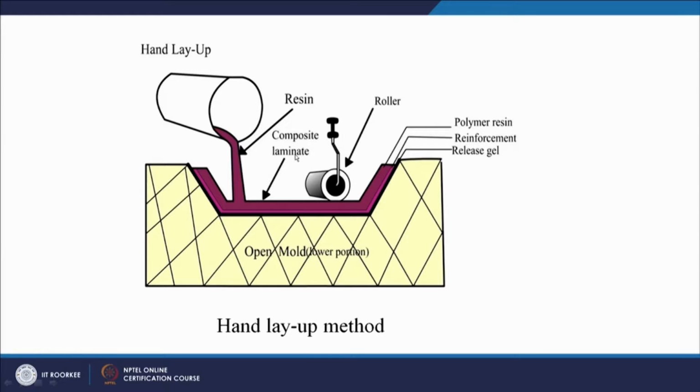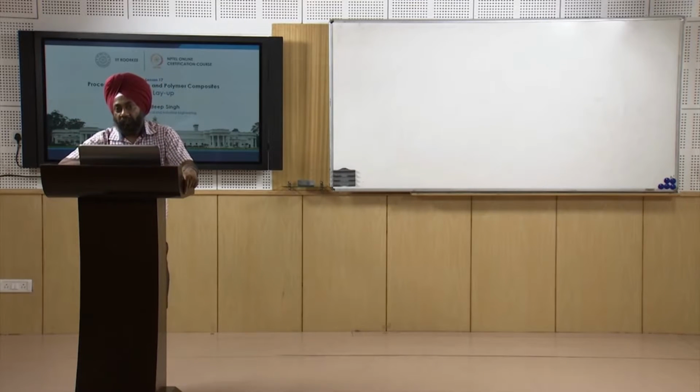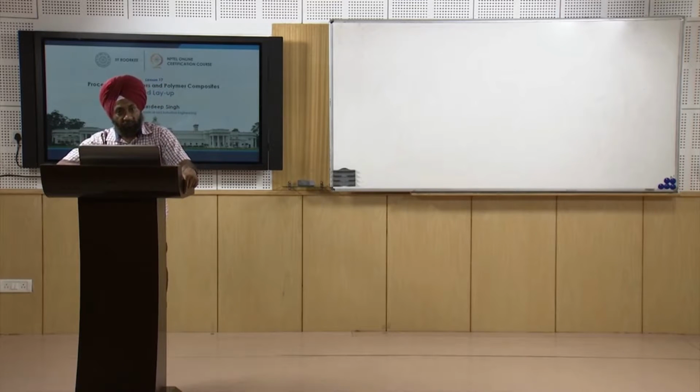Finally, once we have laid up all the layers, suppose these are 4 layers only, we will then use a consolidating roller to apply the pressure. Now, why we are applying the pressure, that also we need to understand. There is a tendency of the formation of voids or air bubbles in the resin. So, we have to avoid those air bubbles. Now, those air bubbles can easily be avoided if we apply pressure with the help of a roller.